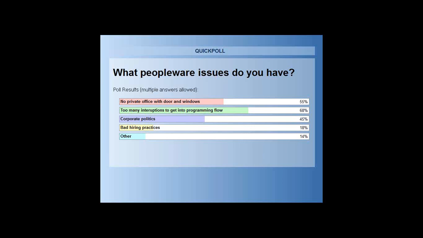Okay, so it looks like too many interruptions to get into programming flow has 68%. No private office with joined windows is 55%. Corporate politics, 45%. Bad hiring practices, 18, and other issues, 14. Well, that's quite surprising. Nearly 2/3 of people get too many interruptions to get stuff done.